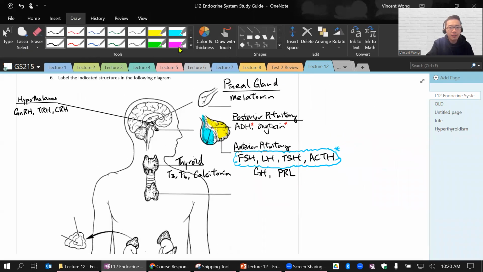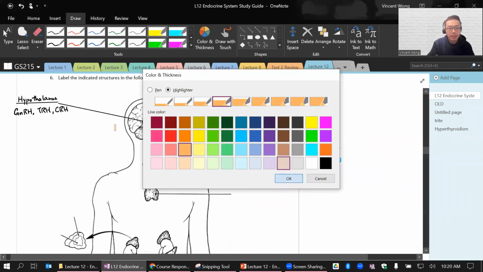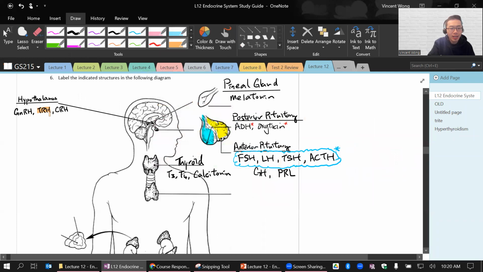If you have a highlighter, now is a good time to take it out. Check this out: we have the TRH, thyroid releasing hormone, which will stimulate the anterior pituitary gland to release the TSH, which would then stimulate the thyroid to release T3 and T4. That's an HPA axis, one of the 3 that we have to know.